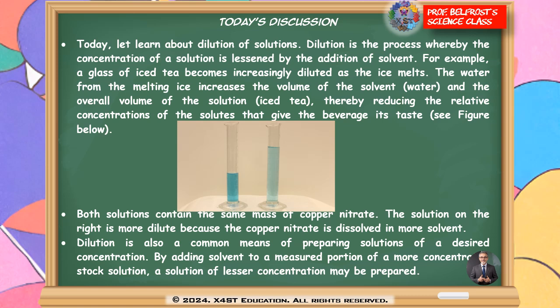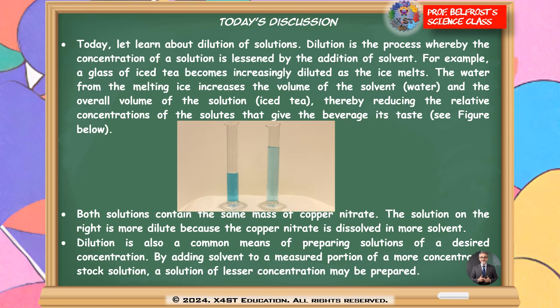thereby reducing the relative concentration of the solutes that give the beverage its taste, which can be shown as you see in the figure that I've provided. This one. Both solutions contain the same mass of copper nitrate in the figure. The solution on the right is more dilute because the copper nitrate is dissolved in more solvent.